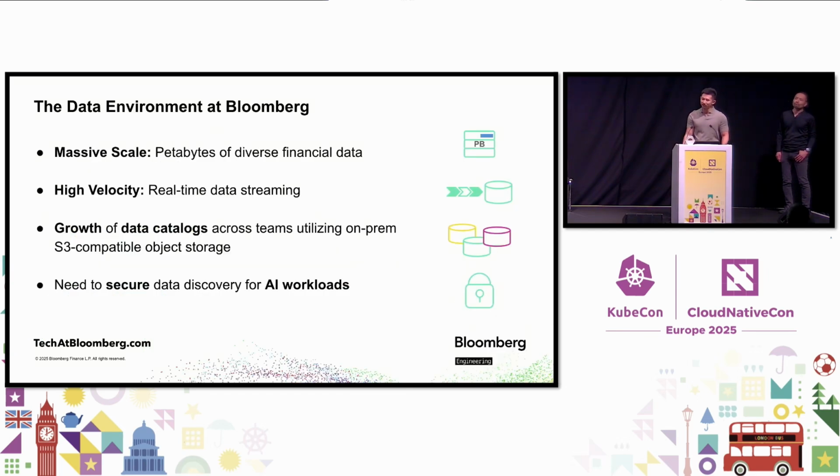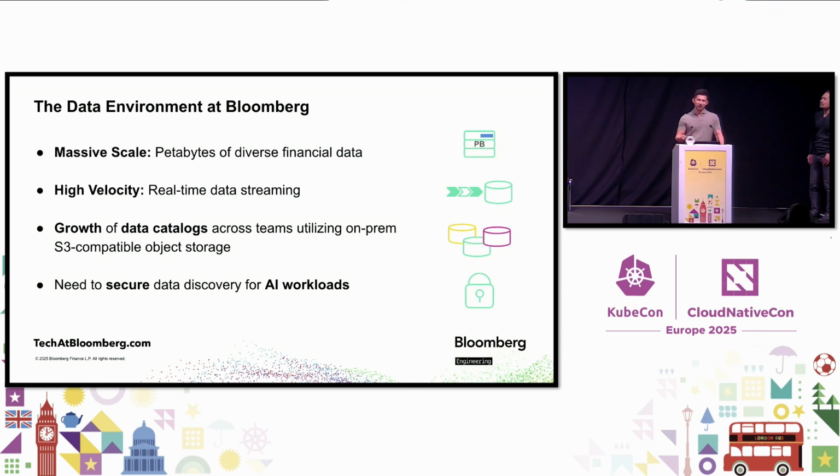So here's a high-level overview of the data environment at Bloomberg. Our teams deal with a massive scale of data, often ranging in petabyte scale of financial data spanning across the global markets. And we acquire data from a variety of different sources, like market data, news from over 125,000 different curated news sources, as well as third-party alternative data, to name a few. Our teams often also ingest real-time streaming data and analytics for market insights.